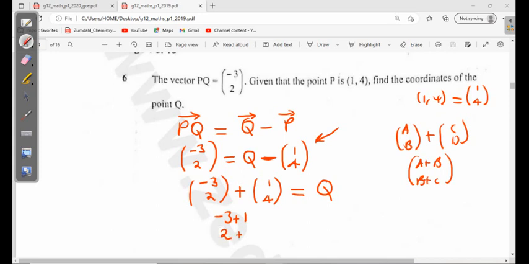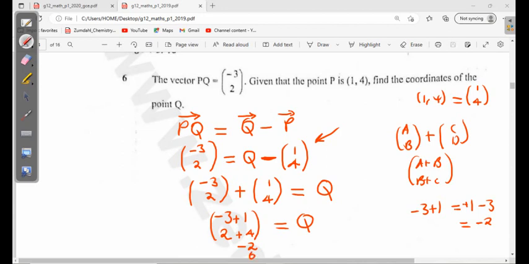Now what is negative 3 plus 1? Negative 3 plus 1 is negative 2. I can also write this as 1 minus 3. Because we're subtracting a big number from a small number, it will always be negative. So this will be negative 2. And then if we add what is down, 2 plus 4, this gives us 6. So we have negative 2 and 6, which is Q. So we've written Q as a vector.